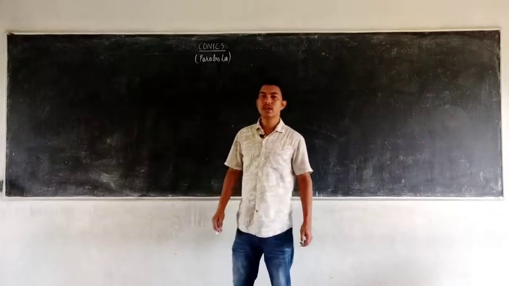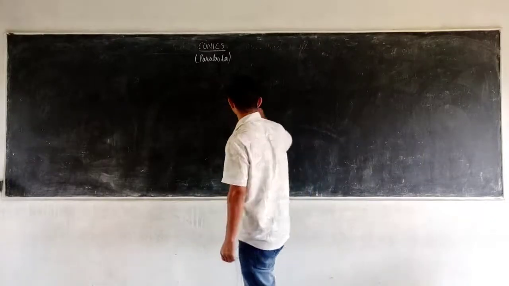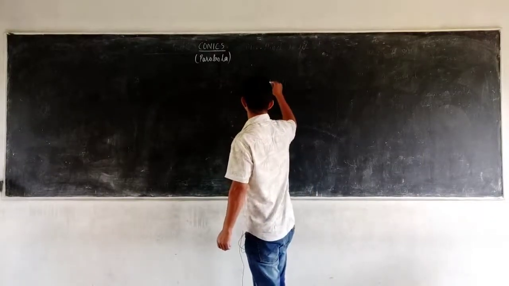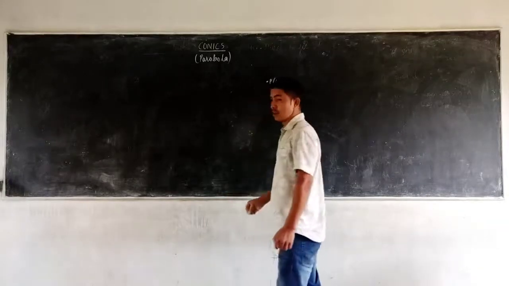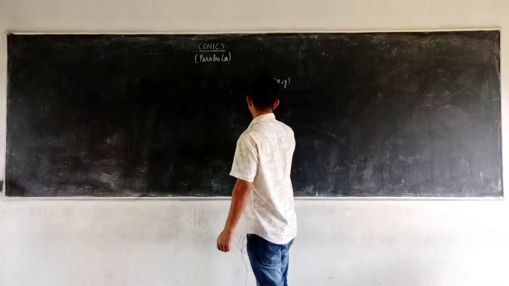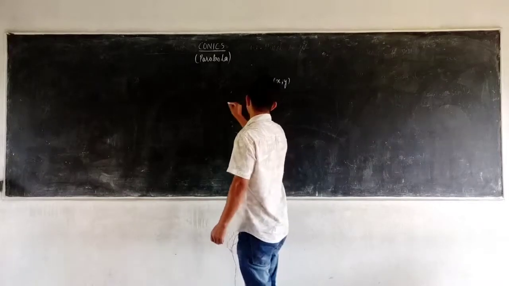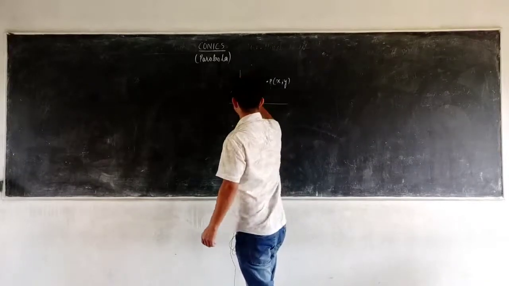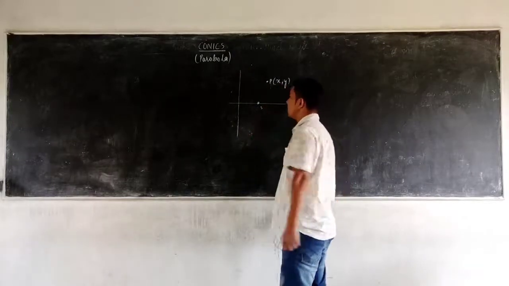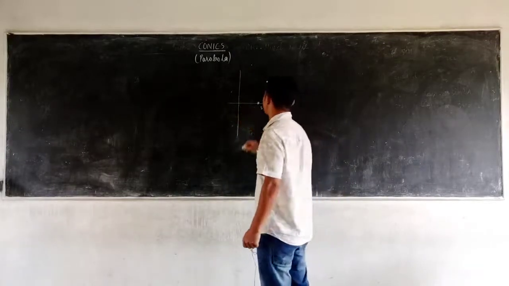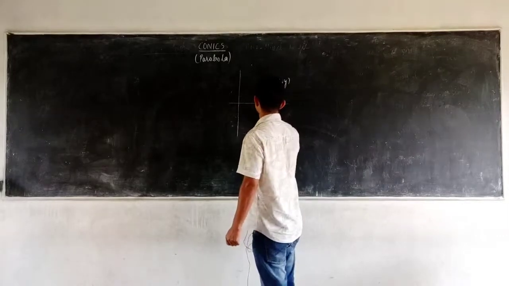To get the standard equation of a parabola, we start with the moving point P, whose coordinates are x comma y. Let another fixed point be S. In this case I consider this fixed point to be lying on the x axis at a distance of a. So the coordinates of S will be a comma 0.